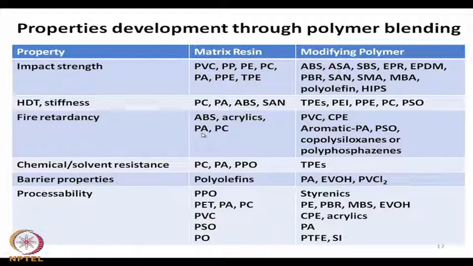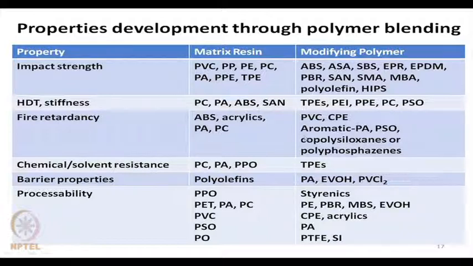Fire retardancy can also be improved in a polymer which is not fire retardant or which is not resistant to flame. So, ABS, acrylonitrile butadiene styrene, acrylics, polyamide, polycarbonate, their fire retardancy is not good. So, in order to make them resistant to fire or improve fire retardancy, one can mix ABS with PVC, or ABS with chlorinated polyethylene, or ABS with aromatic polyamide, etc., or polysulfone or copolysiloxanes or polyphosphazenes.